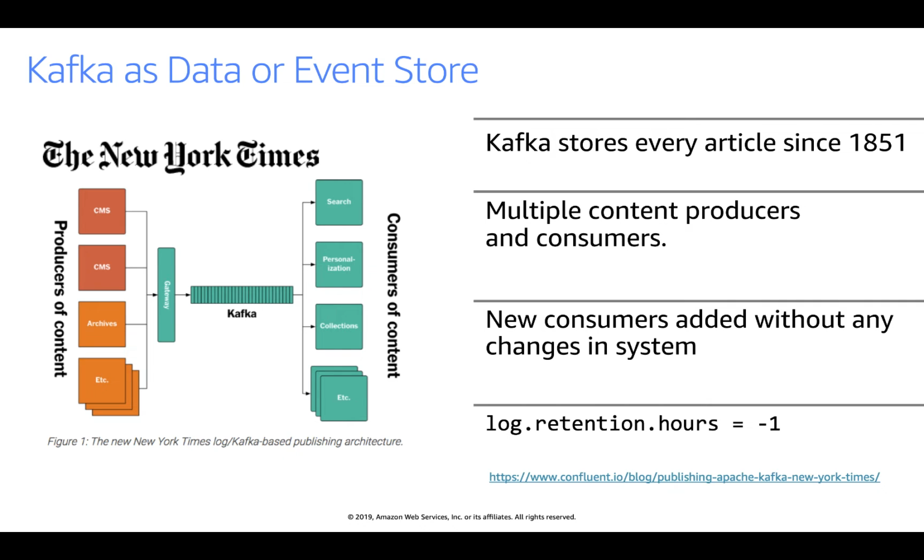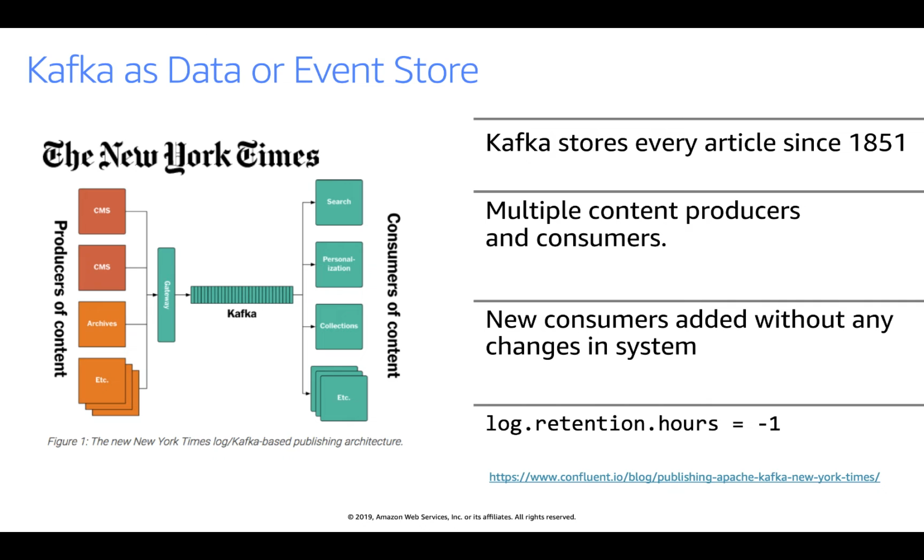because the retention, the timeout when those messages would expire, is set to -1. That means the messages are kept forever. So this way, the New York Times is storing all articles since 1851. They have multiple content producers and consumers, but they work with a single Kafka topic. And new consumers can be added without any change in the system. So let's keep this in mind. I wouldn't say this is the most typical implementation for Kafka, but that's one of the possible solutions. And let's keep this in mind. It becomes handy if we compare Kafka to other systems later on in this presentation.